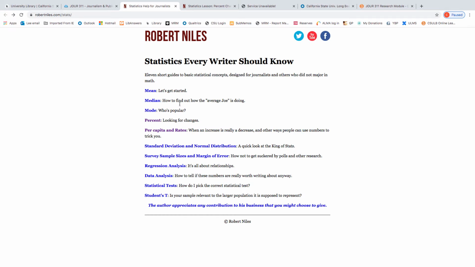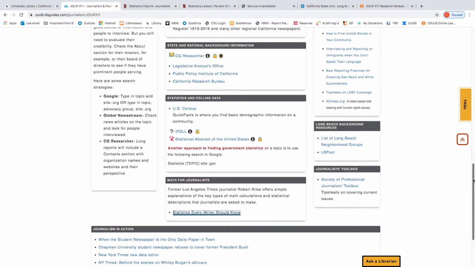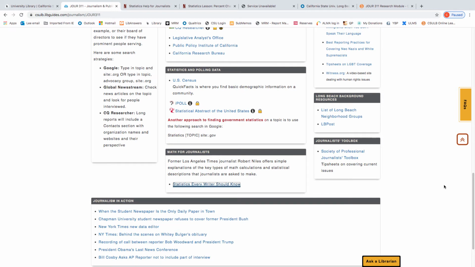Now, there are other things that you have to be careful of, but those are the main ones. So now we're going to spend a couple of minutes looking at two sources of data that could be useful to you when you're reporting.